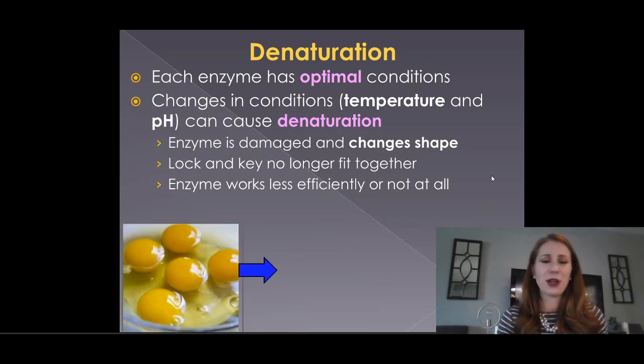This is what happens when you cook eggs. So when you crack an egg into a bowl, you've got the yolk and you've got the clear part, which we call the white. Now, before you cook it, it's not white, it's clear.